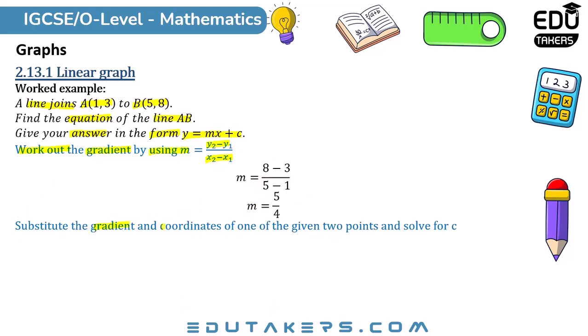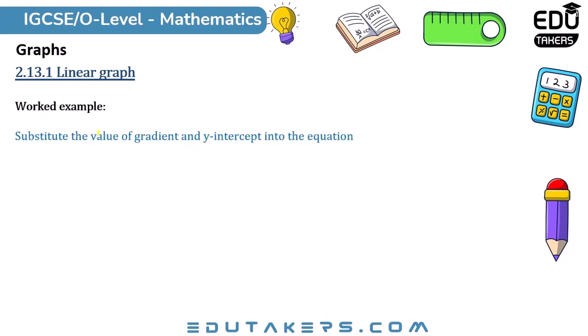Substitute the gradient and coordinates of one of the given 2 points and solve for c. So 3 equals 5 over 4 times 1 plus c. So 3 minus 5 over 4 is equal to c. c is equal to 7 over 4. Now substitute the value of gradient and y-intercept into the equation. y is equal to 5 over 4 x plus 7 over 4.